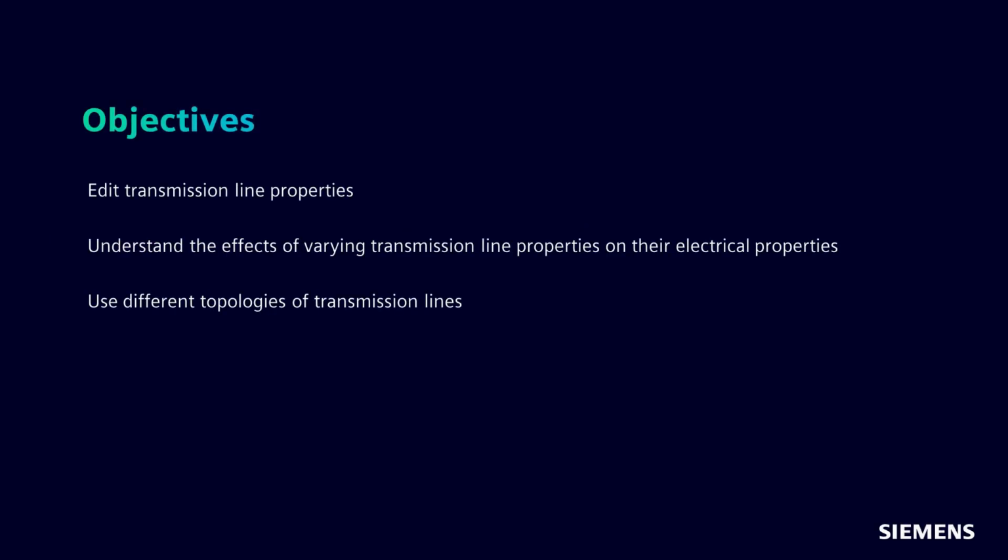The objectives for this lab are to effectively edit transmission line properties within a professional simulation environment, to comprehend the electrical implications of varying these properties, specifically focusing on the characteristic impedance, propagation delay, and signal loss, and to gain familiarity with different transmission line topologies and their respective behaviors.